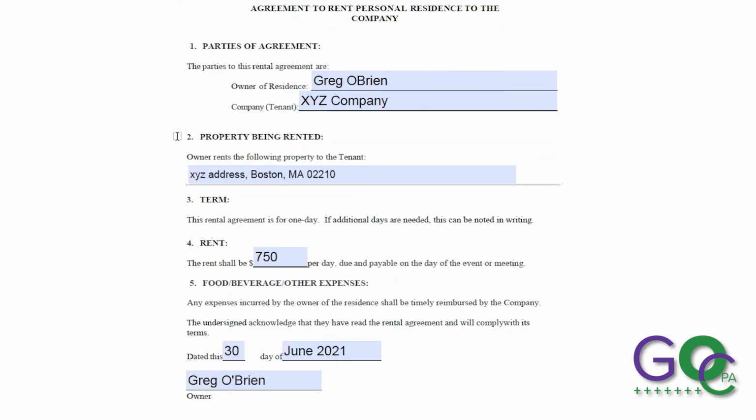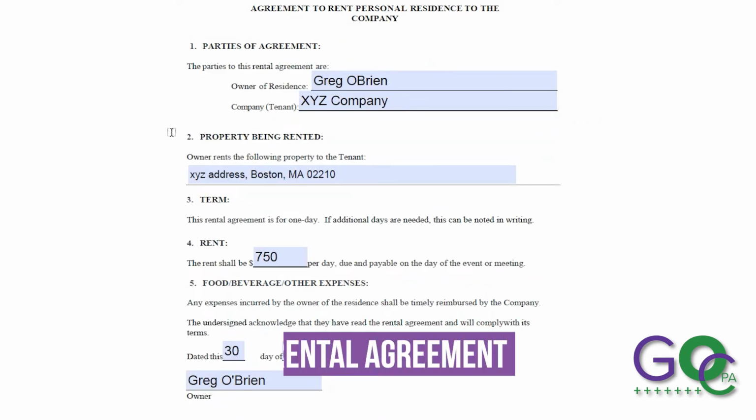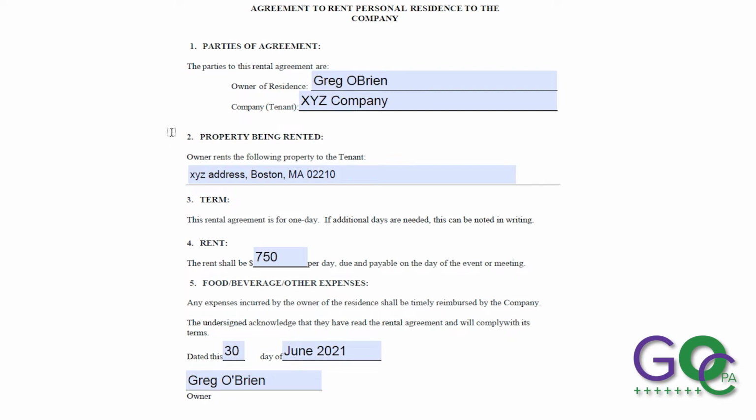The second thing we're going to go through is that we want to put in place a rental agreement, right? Because any arm's length, fair market value transaction is not going to be verbal. It's not going to be a handshake. It's going to be documented.